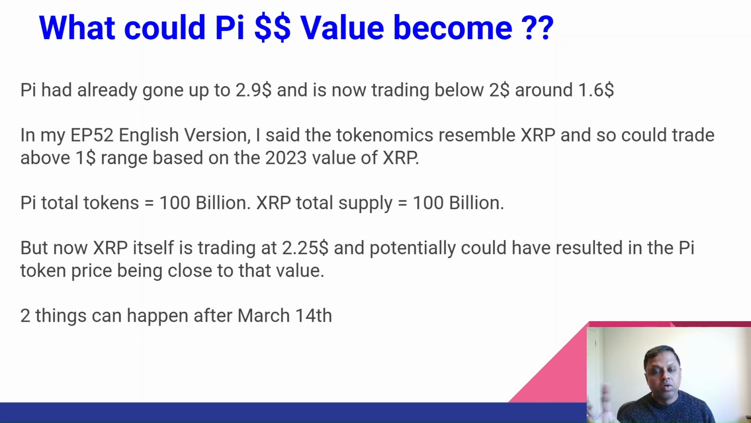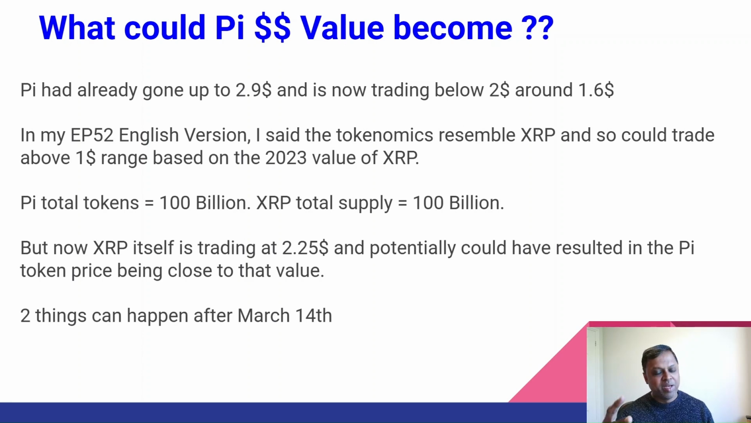So potentially, in my opinion, that could have resulted in the Pi token price, because it's a comparable token with a 100 billion supply, and it could probably have resulted in Pi's value being that much. Even I was surprised when it went to about $2.